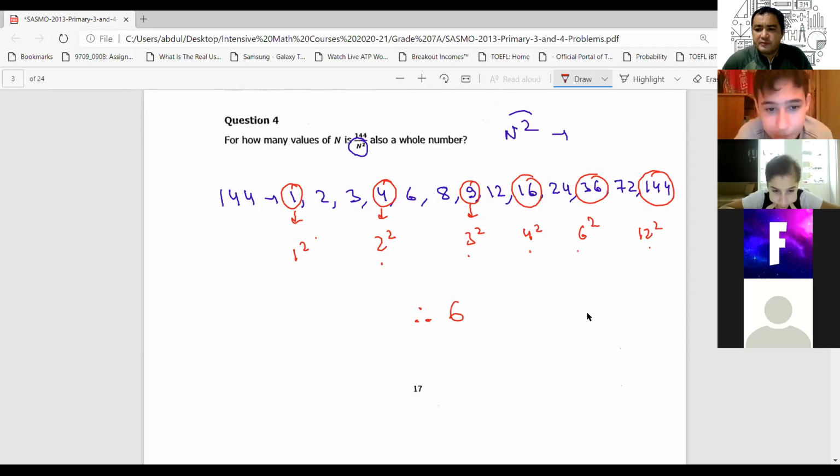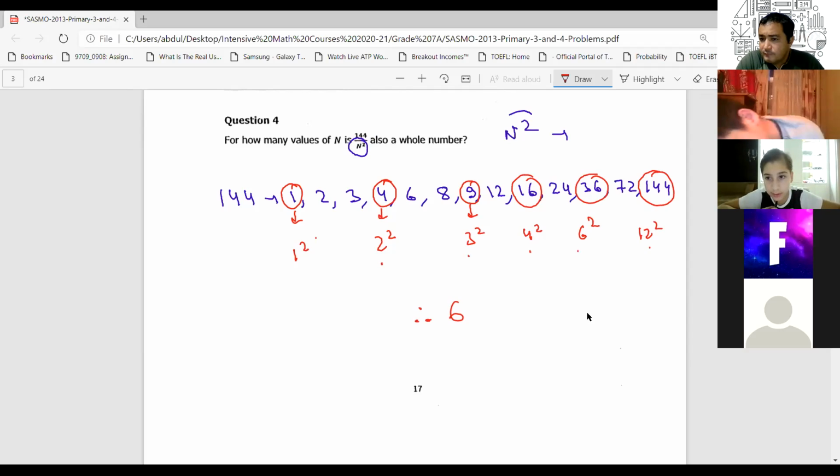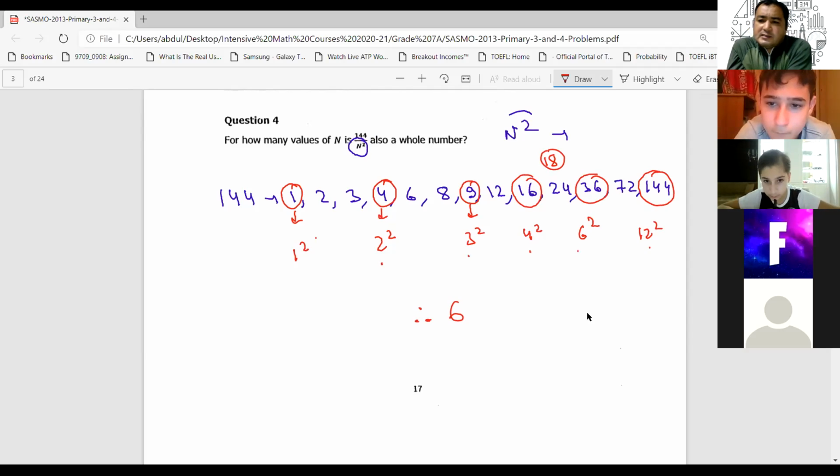Yes, you want to ask something? Yes, I was saying that you missed a factor. Factor? What do you mean? Yes, 18. 18 also, yes, 2 times 9, right? Okay, 18. All right, but actually it's not a whole square number. That's right. Thank you.